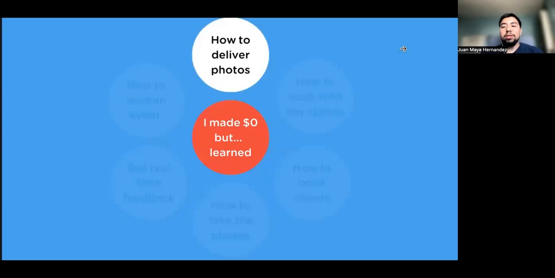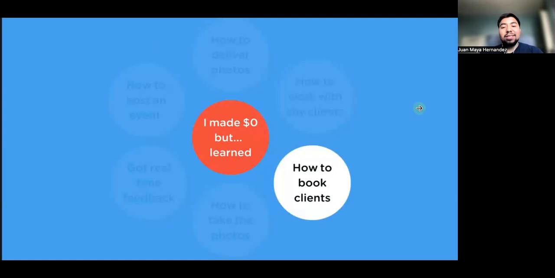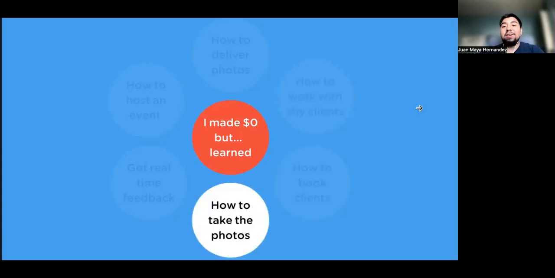The first thing that I learned through the service was how I can deliver the photos once I complete them. The second thing that I learned is how to work with shy clients. Some people are just shy, and how do you get them to feel comfortable in a headshot photo? And that was another thing that I learned. The third thing that I learned was how to actually book clients for my future services, right? Because there's got to be a way to automate that. The fourth thing that I learned was actually how to take the photos, right?